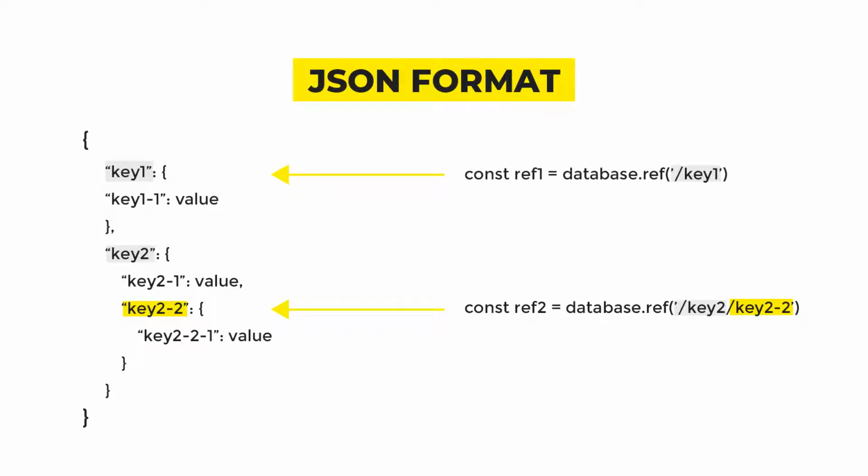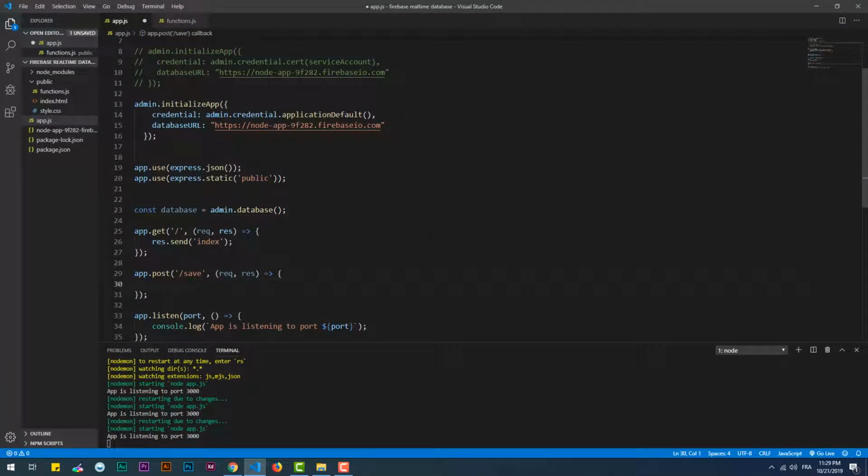In Firebase Realtime Database, data is stored in JSON format, and each node of the JSON tree is a reference. Every time we go deeper in the tree, we have to use the slash to indicate the path of the child node that is nested inside a parent node. So, back to the code.